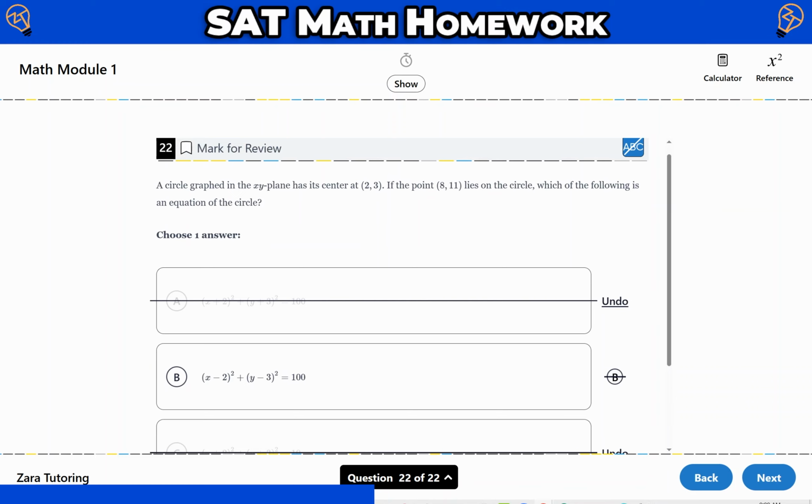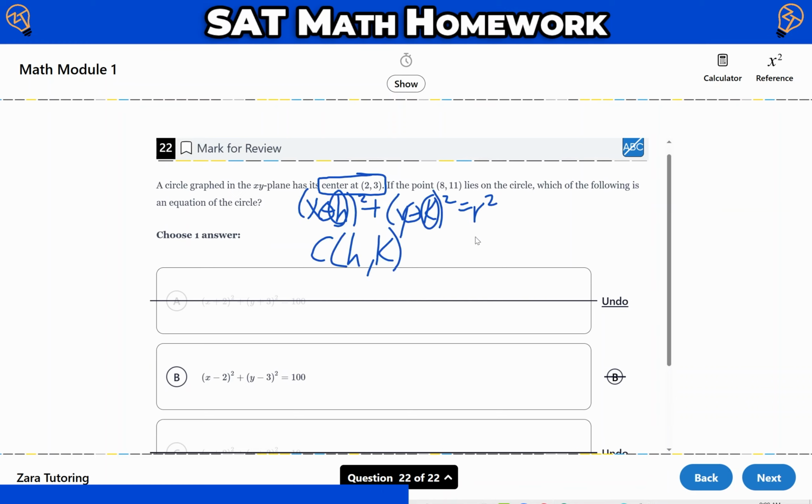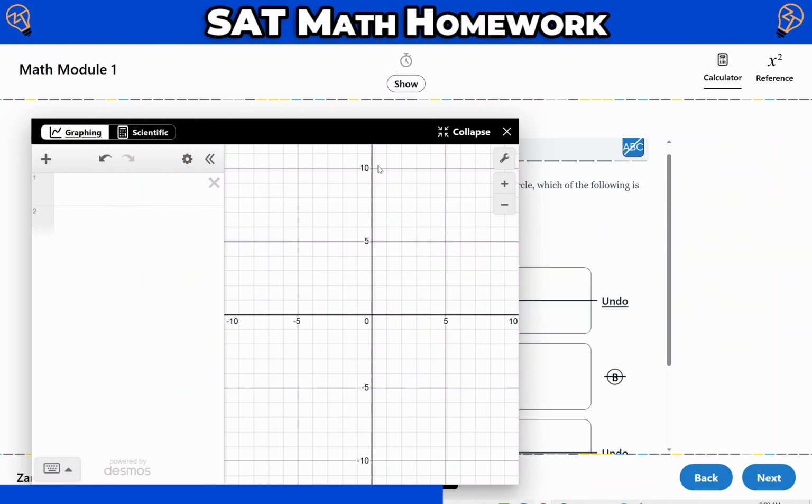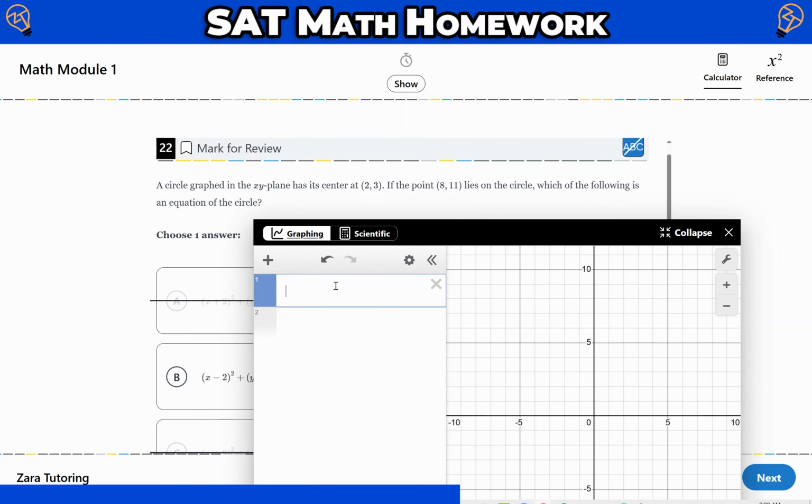Well, keep in mind that in the standard equation, on the right side, it's the radius squared. So we have to figure out what the radius is. Well, what we currently know and can display here on Desmos is we have the center. I'm going to label it C, and you'll see why I'm putting equals like that. And then we have this point. I'll call it P for point.